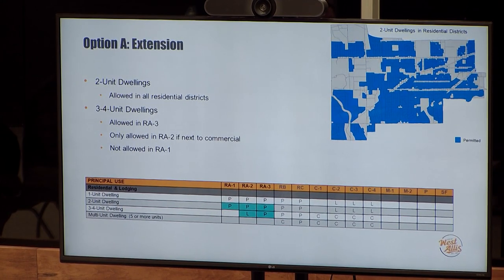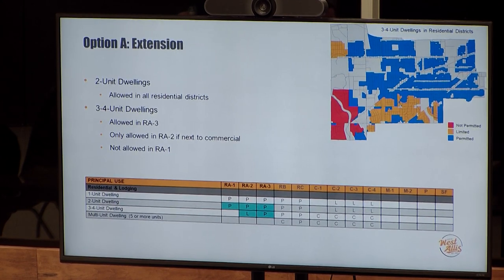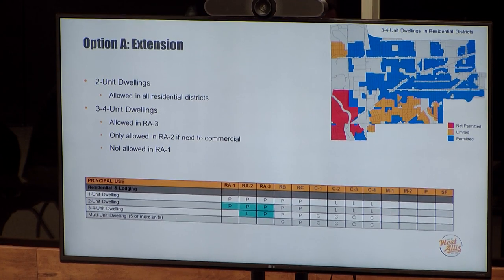So the first option is the biggest change. This would be an extension where we would allow duplexes in all of the residential zoning districts, including those RA districts. This map on the right would show where those duplexes could be. This map would show where the 3 to 4 unit buildings could be. This would be allowed in RA3 in this option, and it would be allowed in RA2, similar to how duplexes were allowed before, where it would have to be next to a commercial property, but it would not be allowed in RA1 to keep that neighborhood character the same.